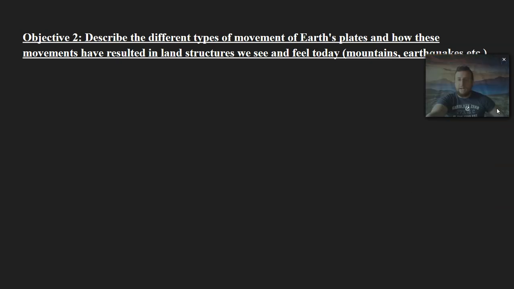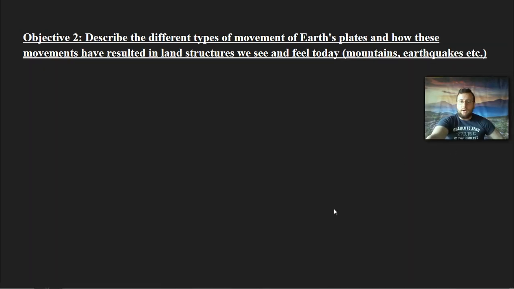So that is the first objective. And in the next one, we're going to be talking about the different types of plate interactions and how they are responsible for features that we see on the Earth.